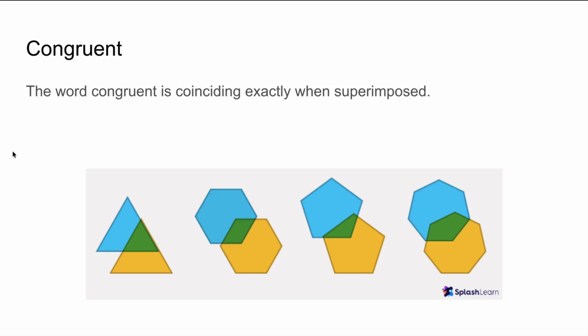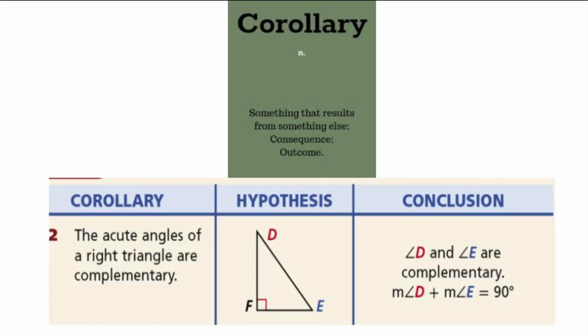Congruent is a word that you should already be familiar with, but just to refresh, they are coinciding exactly when superimposed. So basically, if these shapes were lined up on top of each other exactly, superimposed, they would be exactly the same, which means congruent. Okay? Corollary is another word that is a synonym for conclusion or consequence or outcome. Okay? It's the end result, corollary.